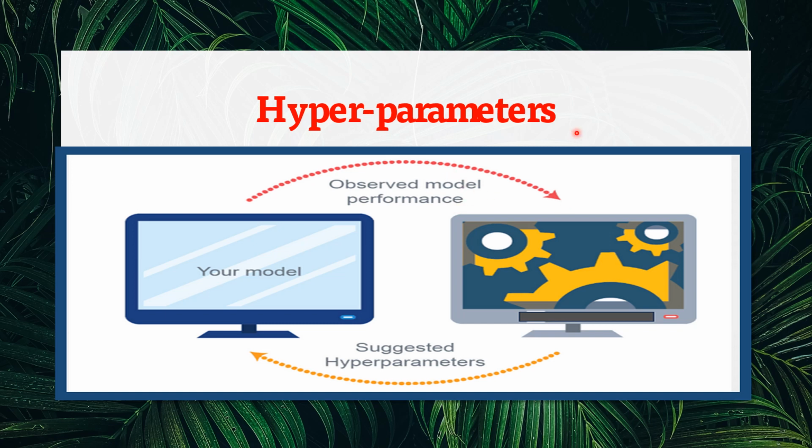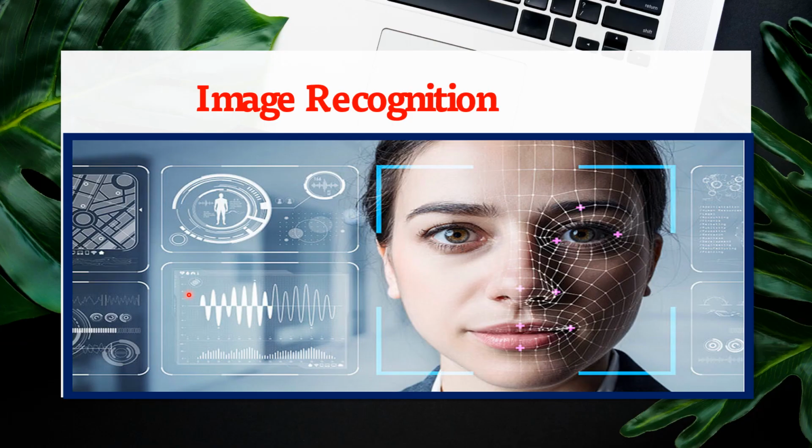So to summarize this, we can say that these hyperparameters are the settings that control the behavior of this machine learning algorithm. And in business applications, they are used to develop accurate models for tasks such as customer churn prediction, fraud detection, predictive maintenance. So by choosing the appropriate hyperparameters, you can improve the performance of your model and make better predictions. Now next comes the image recognition.